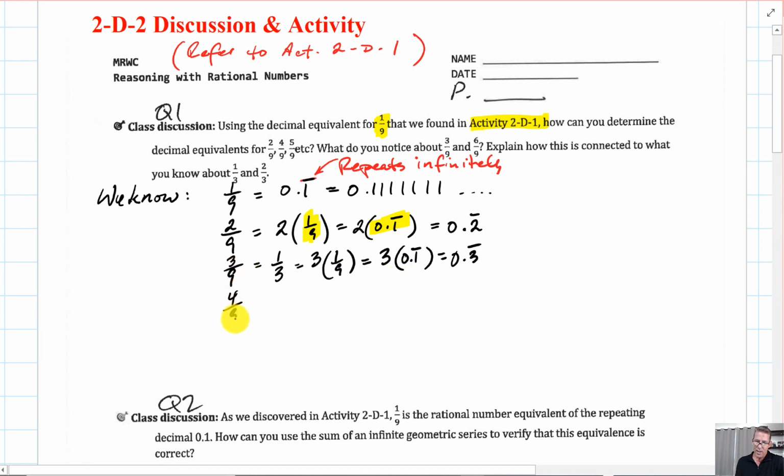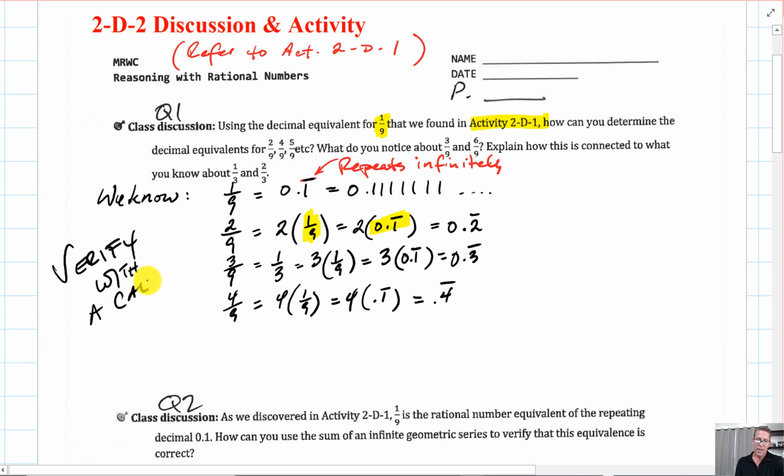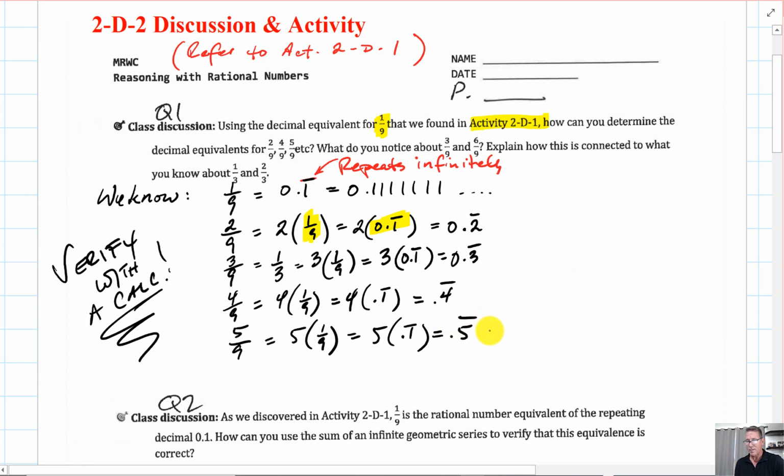Now 4/9, same thing. 4 times 1/9, so that's 4 times 0.1 repeating, which has got to be 0.4 repeating. Again, you can verify all of this with a calculator. Any calculator will do. 5/9, same thing. That's the same as 5 times 1/9, commonly known as 0.1 repeating, so this is 0.5 repeating.